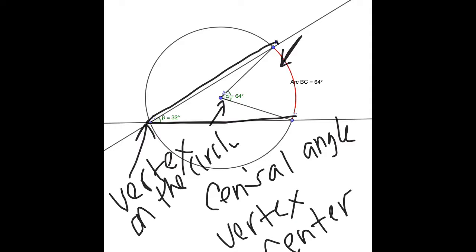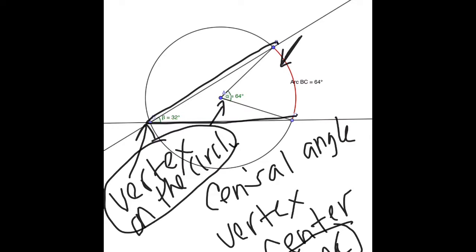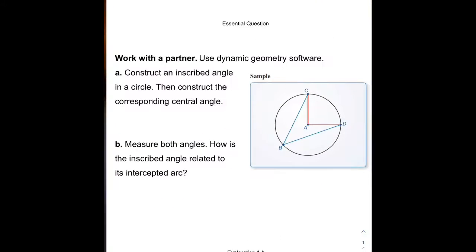So whenever we talk about an arc that has been intercepted, if the vertex of the angle intercepting it is in the center, it is going to have the same measurement. But if the vertex of that angle is on the circle, that is what is called an inscribed angle, and it is half the arc. So that's what this opening part is saying.